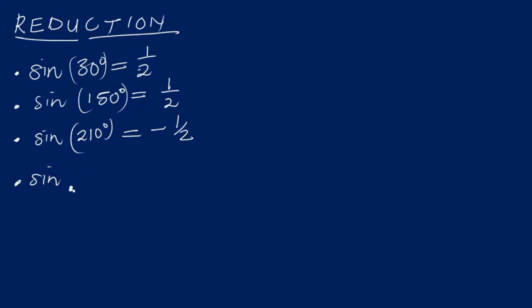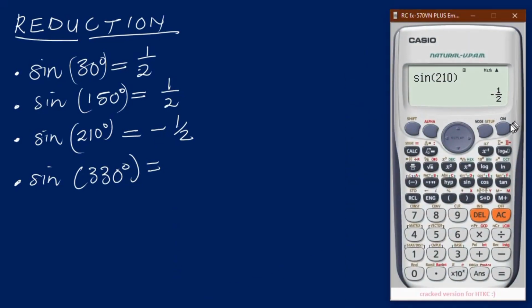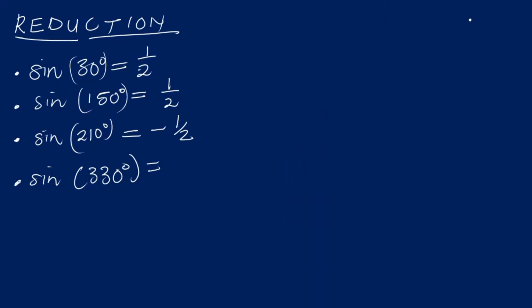And then what happens if I put a sine of 330 degrees? How much do I get? Well, I bet you might have guessed it, that you are definitely going to get a half. All set? Even though this one is also a little bit negative. So let's put that down. Negative half.